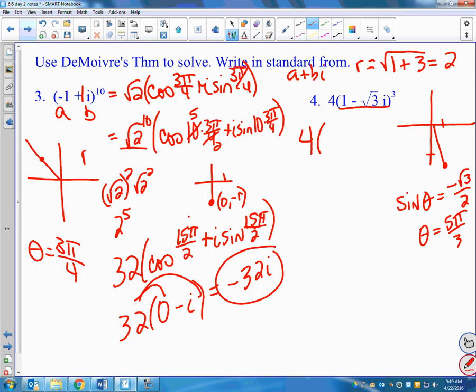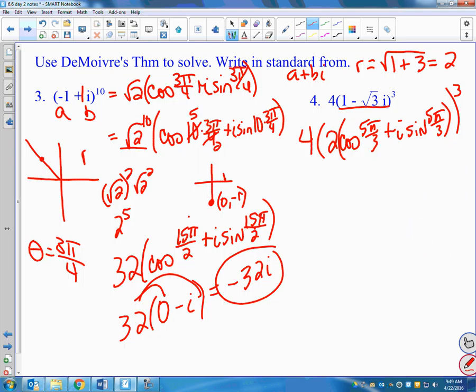So this is the same as, wait, what was my r? 2 times the cosine of 5 pi thirds plus i sine of 5 pi thirds, all to the third power. Right? So I'm going to just put a big old 3 out there. But the 4 is not to the third power. Think about this 4 up here. So we just have this 4 we have to bring down with us.